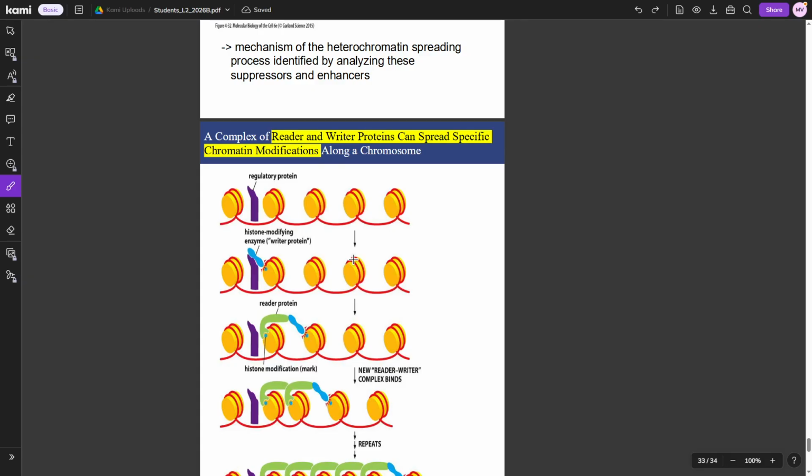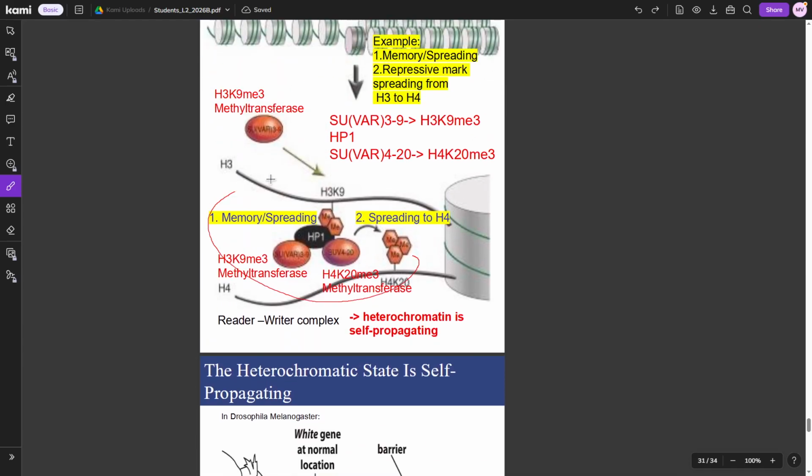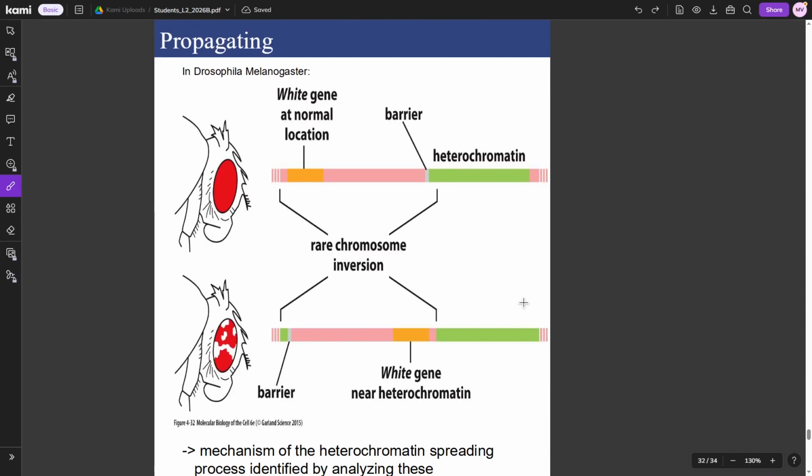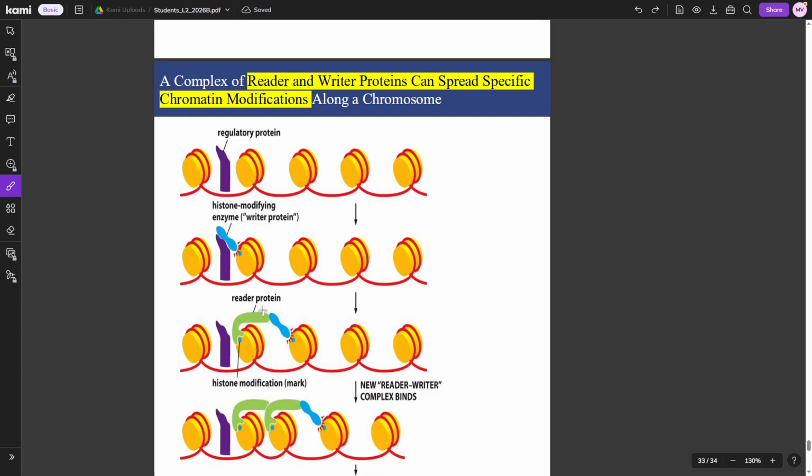Complex of reader and writer proteins can spread specific chromatin modifications along chromosome. Oh, yeah. This is exactly what I talked about up here, pretty much, right? Where certain complexes can spread certain combinations of regulation. So if you see here, we start with maybe some regulatory protein in our DNA, right? There's going to be some histone modifying protein that binds to this protein and then leads to a histone modification, whether that be a methylation, acetylation, or whatever. Then a reader protein comes in and binds to that modification, which recruits another writer, which leads to another modification.